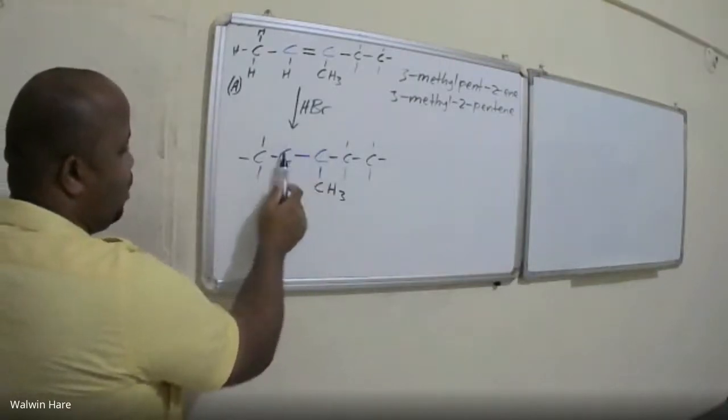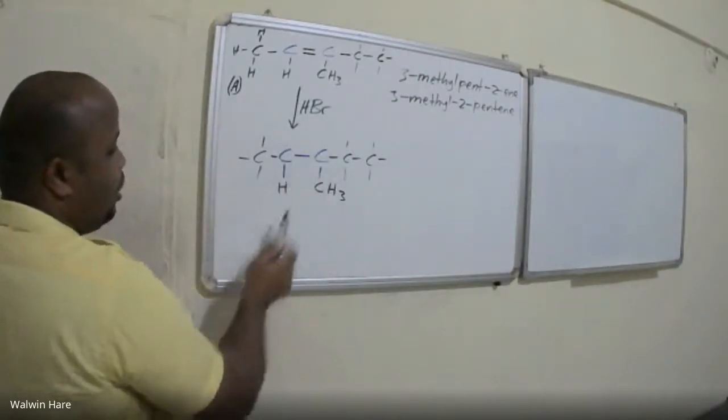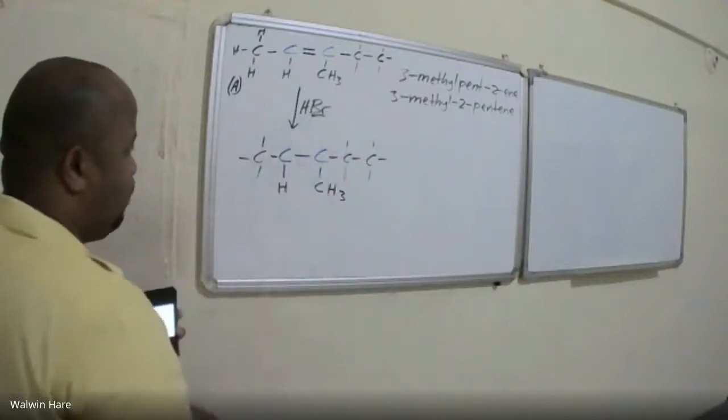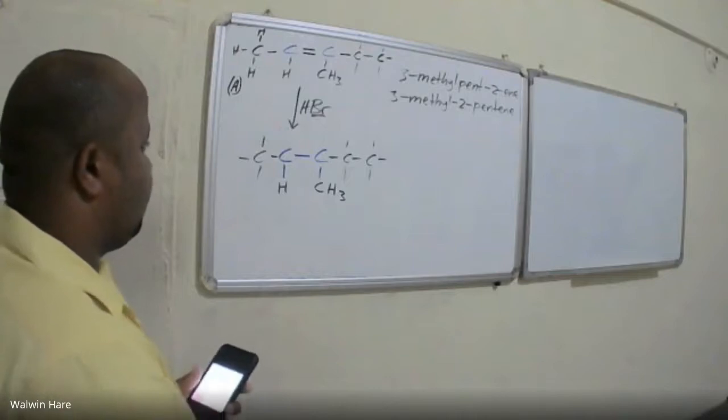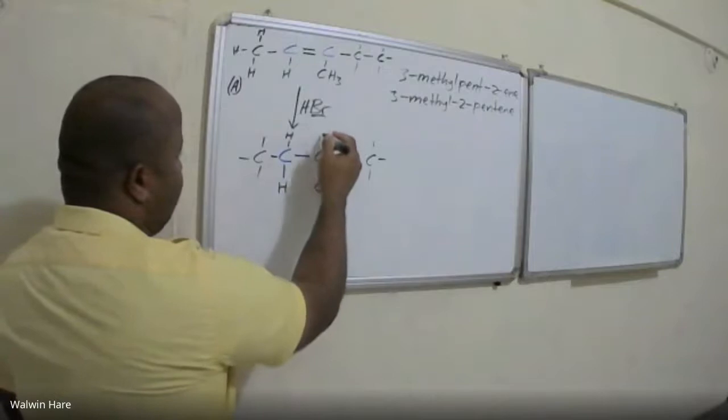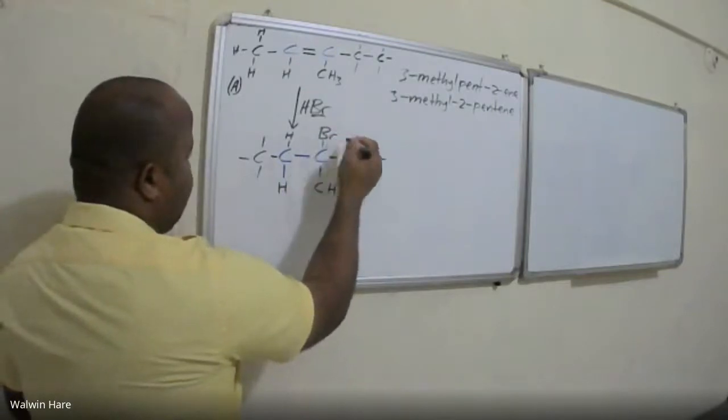Which carbon do we put the hydrogen on? And which one do we put the bromine atom on? Alright, the hydrogen on the second carbon, and the bromine on the third one. Alright, and why do we do it?